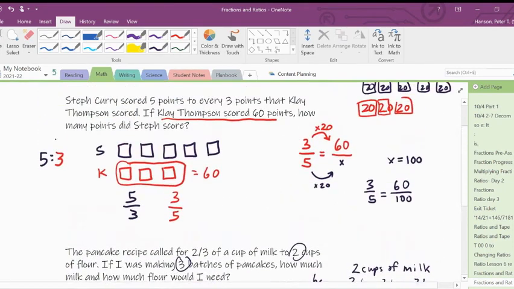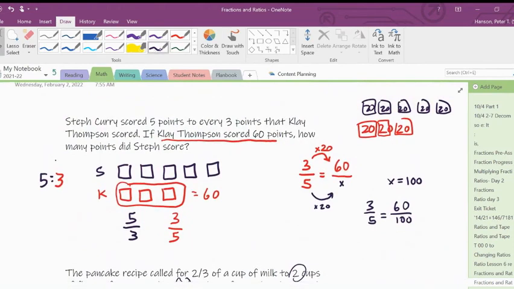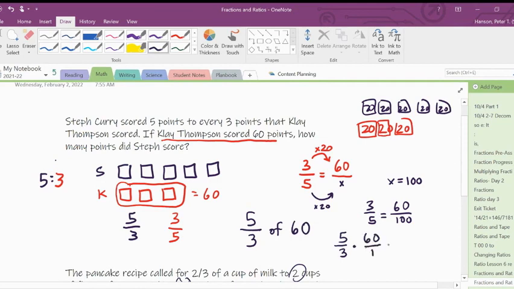Another way to think about the problem up above is to think about it in the context of multiplication. So not just by multiplying here, but if, for example, I said that Klay had 60 points, I could say that Steph Curry has 5/3 of 60, right? Which is really like going 5/3 times 60, and since 60 is a whole number, it's over 1. So 5 times 60 equals 300. I've got that 3 times 1, which is equal to 3. If I then divide 300 by 3, I get 100, okay?